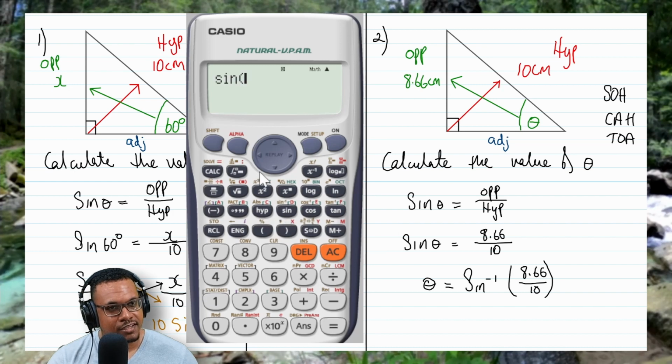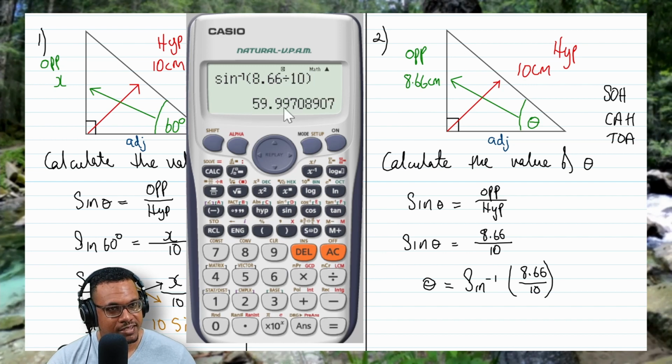If you just press sine on the calculator, sine comes up. You don't see -1 come up with it to make it sine inverse. So what you have to do is press the shift button, shift, then sine, and now you see a sine with a -1 comes up, and that's sine inverse. All right, then you can put in 8.66 divided by 10. So this calculator opens brackets one time. If the calculator doesn't open brackets, you open brackets. Put in the 8.66 divided by 10, then you need to close the brackets and then press equal.